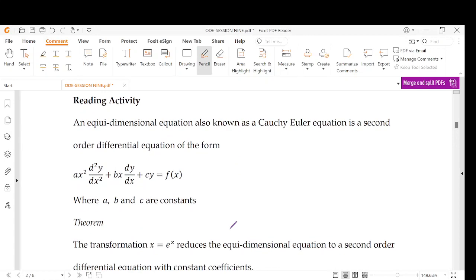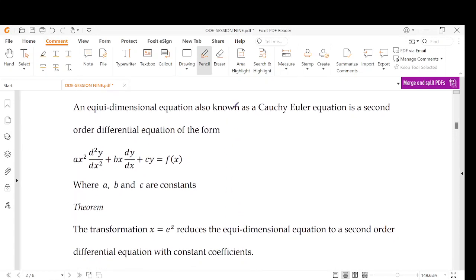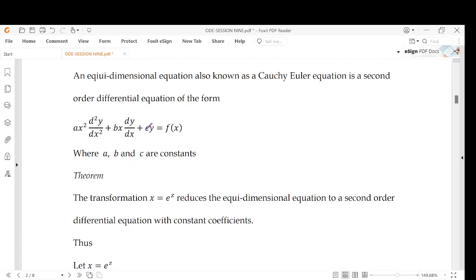So as we have said, an equidimensional equation, also known as the Cauchy Euler equation, or sometimes the Euler-Cauchy equation, is a second order differential equation that will take this form. So here a, b, and c are constants. Now, if f of x is identically 0, then the equation will be said to be a homogeneous differential equation. Otherwise, if f of x is non-zero, then the equation is non-homogeneous.